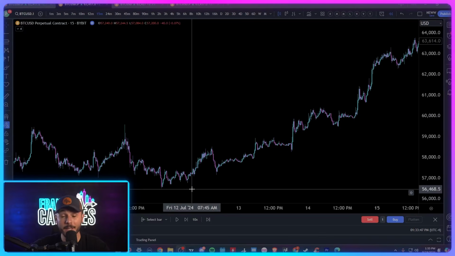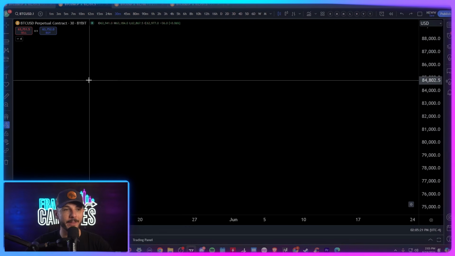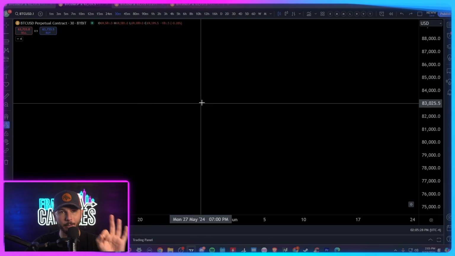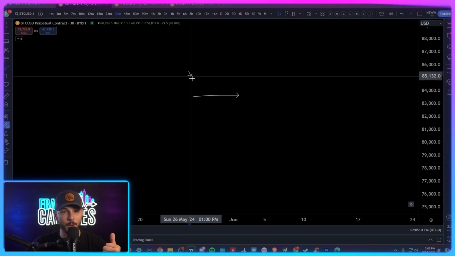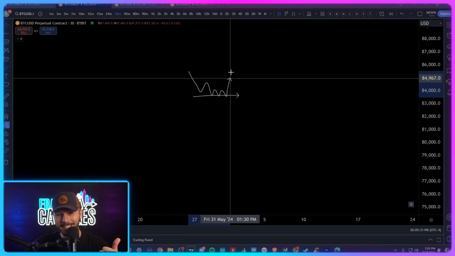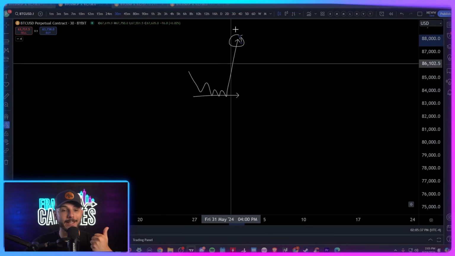Let's get into it. So guys, here we are on the Bitcoin chart. Before we jump in, I just want to explain things a little bit. Fibonacci levels are just levels of support and resistance. When price comes down to these levels, this is where you want to look for entry triggers to get into that trade and capitalize on the next move.